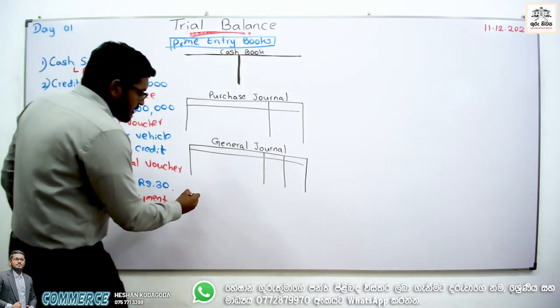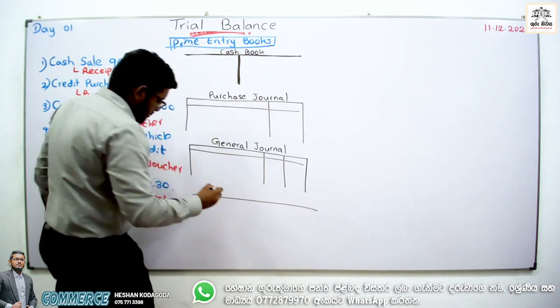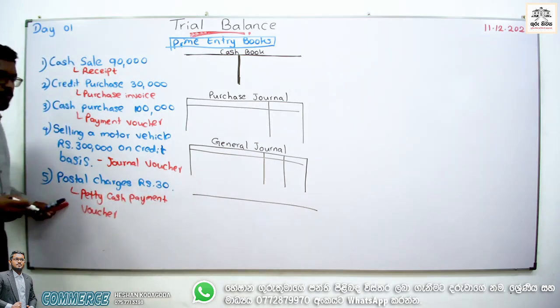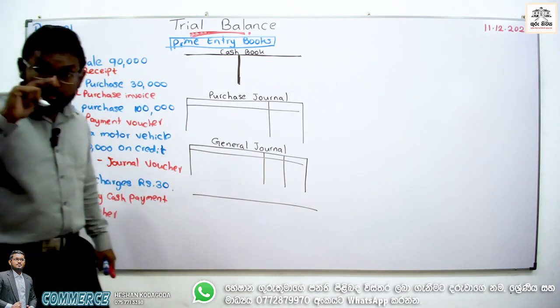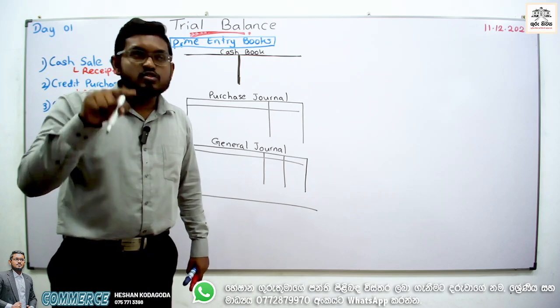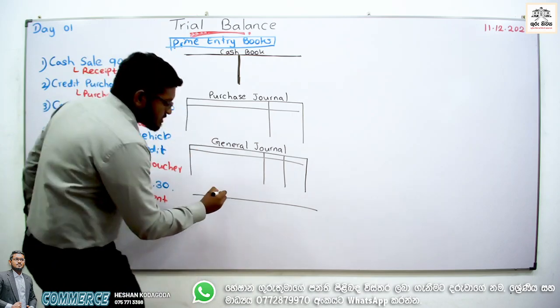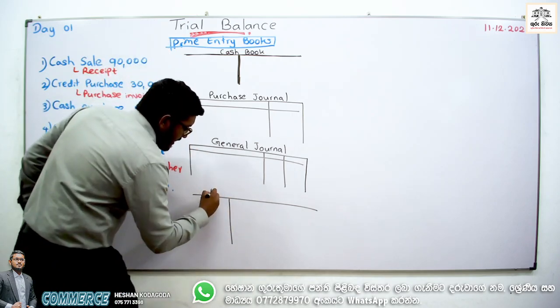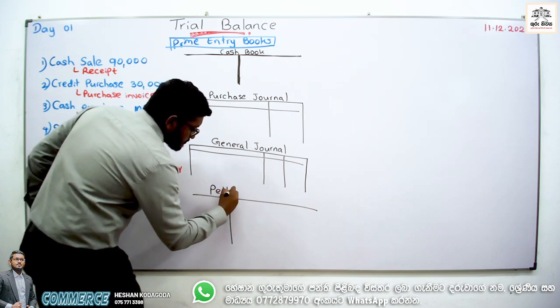So then again we need the next, the petty cash book. So I'm using only the T format. Understand? So I'm using the T format for the petty cash book as well. So this is the petty cash book.